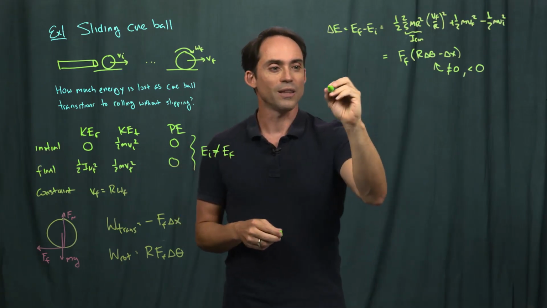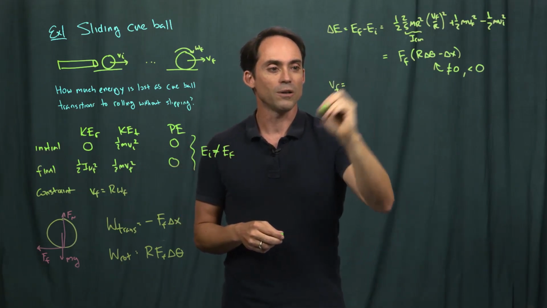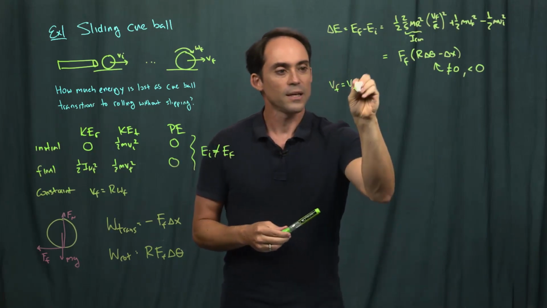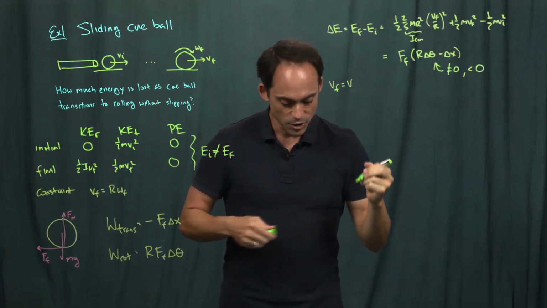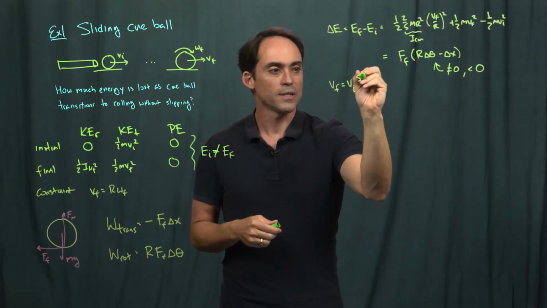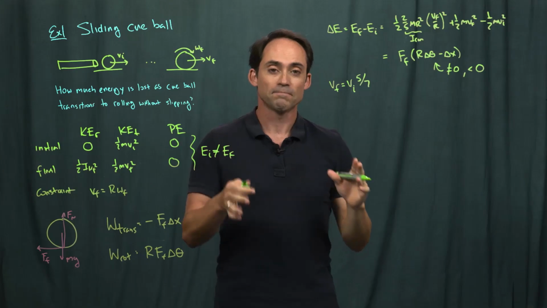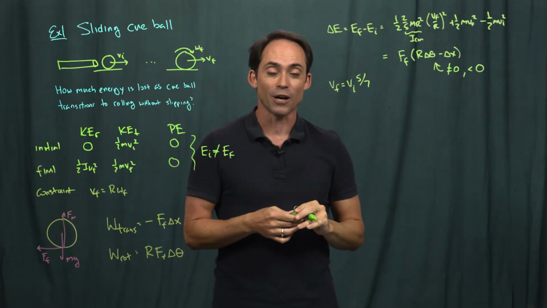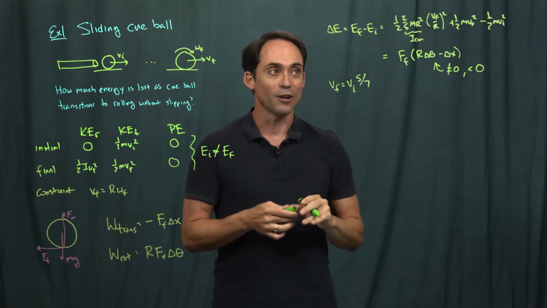Let's just recall that at the end of that, what we computed was that the final velocity, or final speed, is equal to the initial speed times 5/7. Now, it seems like a little bit of a cheat to go back to the kinematic equations, but we can go back and now figure out how that translates into change in energy.